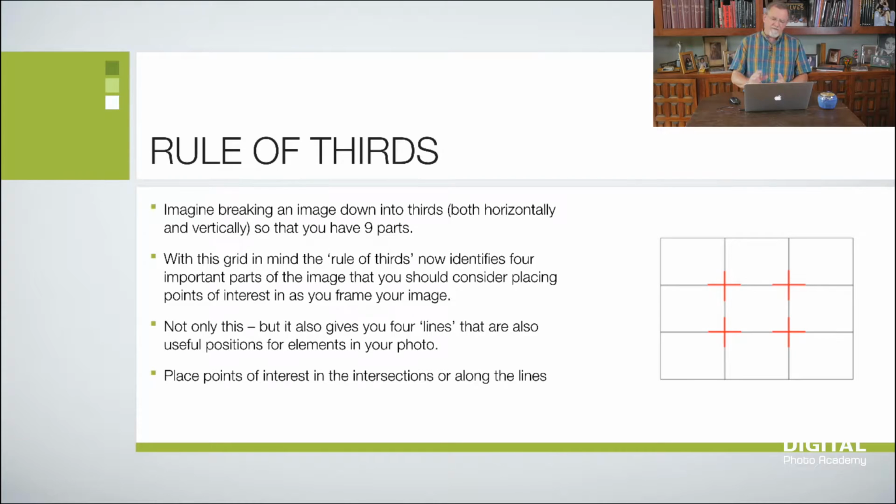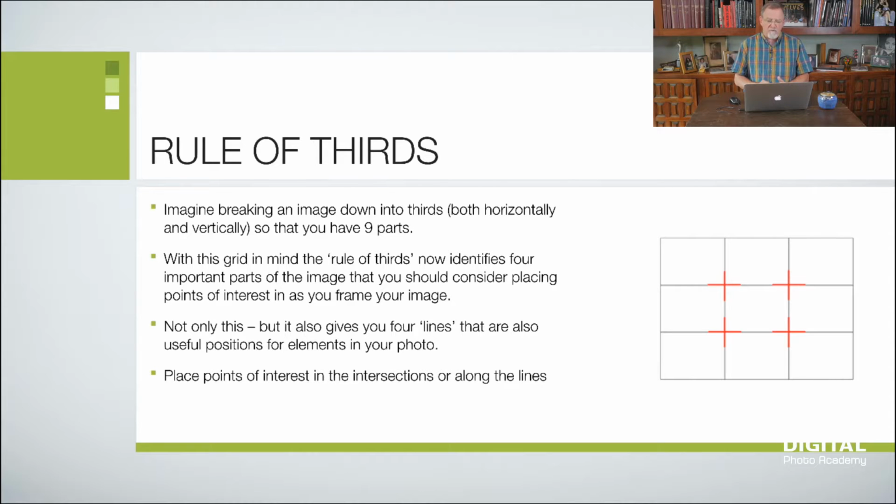One of the most basic lessons in all photography is called the rule of thirds. And the idea behind the rule of thirds is you look at the screen, imagine breaking an image down into thirds, both horizontally and vertically, so you have 9 parts or 9 small boxes. With this grid in mind, the rule of thirds identifies 4 important points in the image you should consider when you're placing the points of interest in your frame or image.